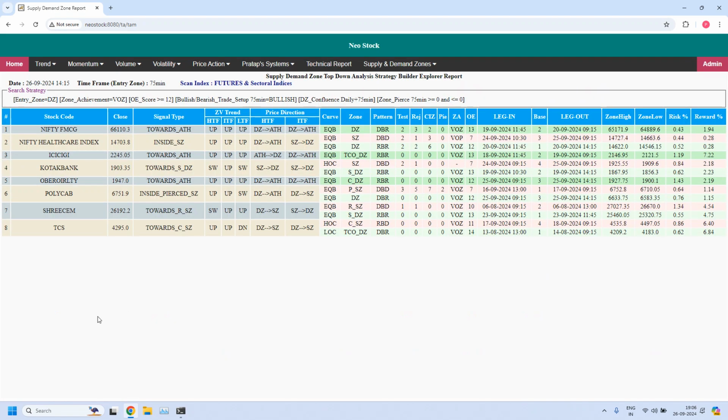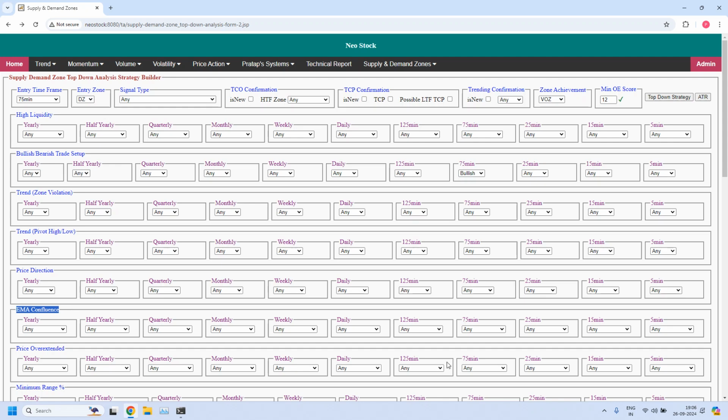Let's verify. 8 stocks are filtered. All these 8 stocks are having ITF confluence. That means the 75 minute zone is part of the daily zone. Okay, now these 75 minute zones are having uptrend. If they are having daily EMA confluence, any of these zones, it's a high probability setup. Let's verify. In the EMA confluence at the 75 minutes time frame, 75 minutes demand, sorry for my mistake, in the EMA, because ITF is daily. So the daily trend we need to check.